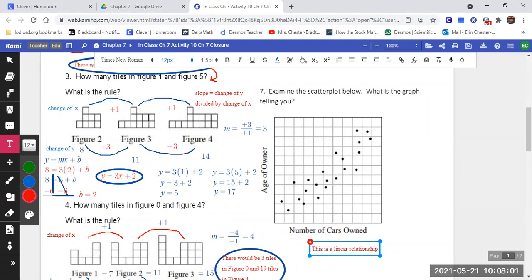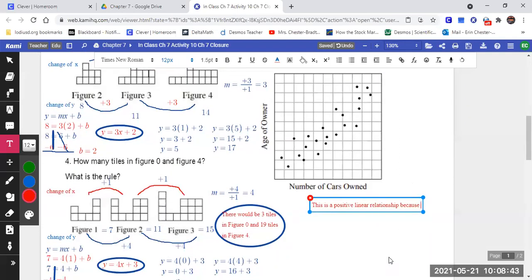Now, we have to put a word in front of linear to tell what kind of linear, which direction. Which direction is the linear going? Is it going negative or is it going positive? Positive. So this is a positive linear relationship because now, what are the two pieces that are being talked about? What two things are being mentioned on the graph? Okay, number of cars and the age of the owner.